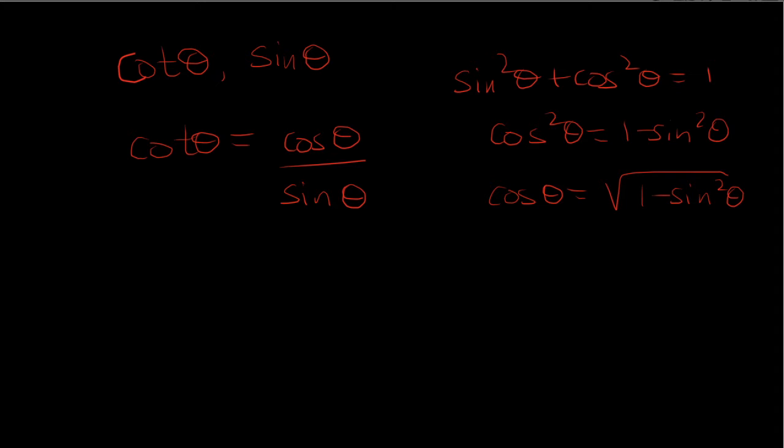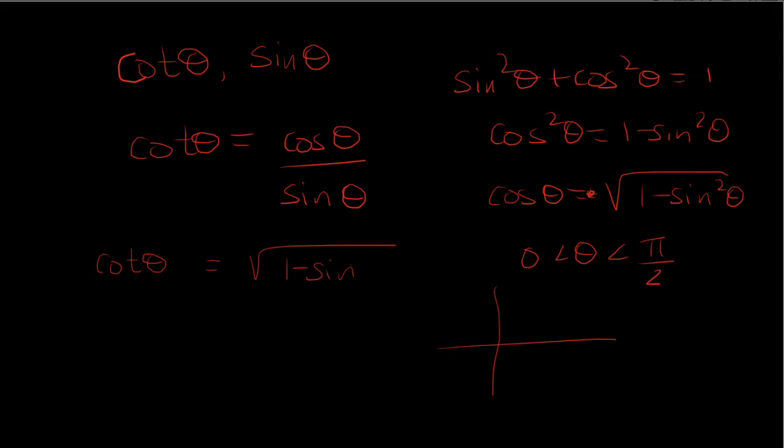The direction said we need acute angle theta. Typically you would have plus or minus, but because we're looking at acute angle theta, that means theta has to be between 0 and pi over 2. So it's in the first quadrant. We know cosine is positive in the first quadrant, so we're going to leave it as the positive square root of that. So we're going to replace it here. And that is our answer.